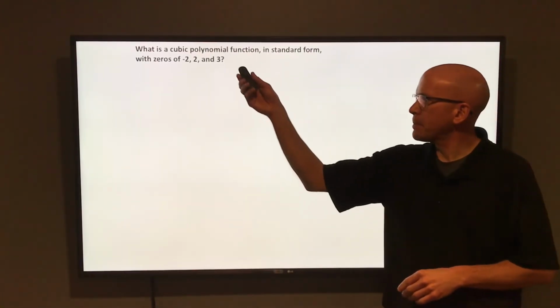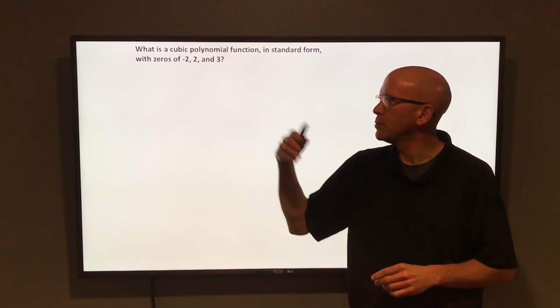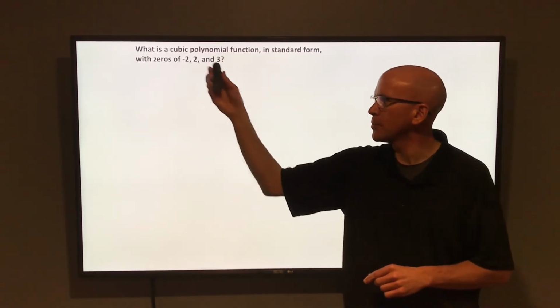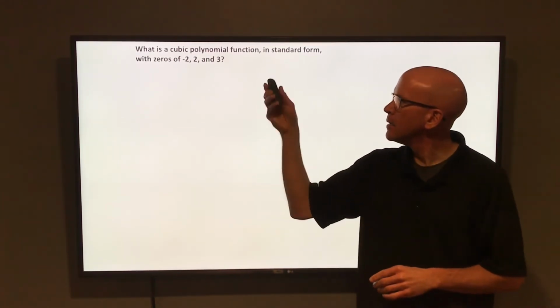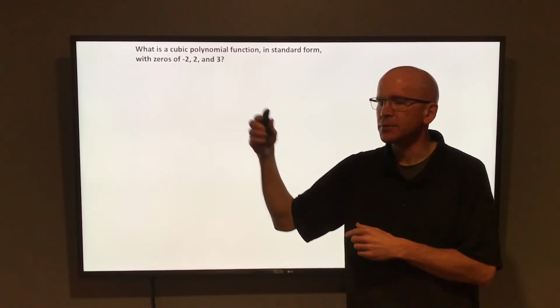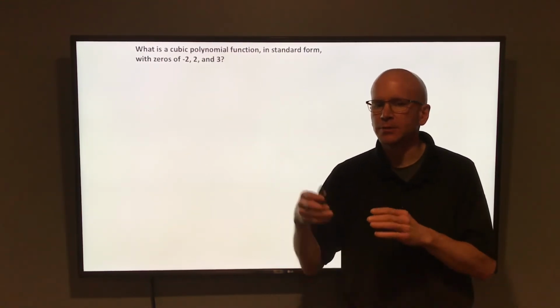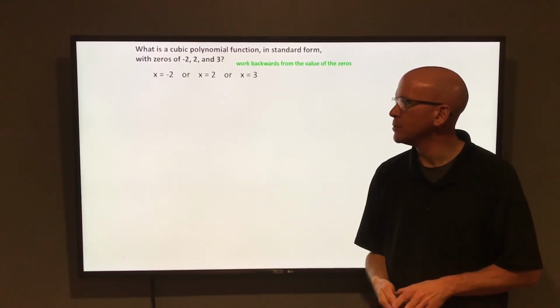What is a cubic polynomial function in standard form with zeros of -2, 2, and 3? So the -2, 2, and 3, those are the zeros, the roots, the solutions, the x-intercepts to that polynomial function. So we're going to work backwards from the solutions back up to the equation or the function itself. So right now we know that x equals -2, x equals 2, and x equals 3.